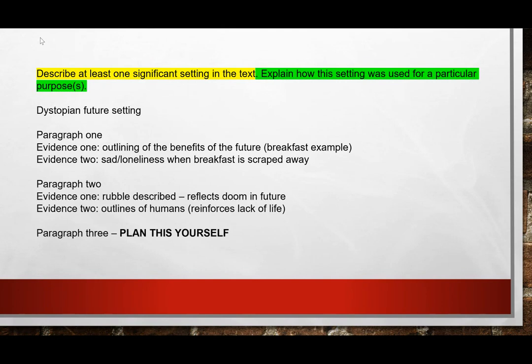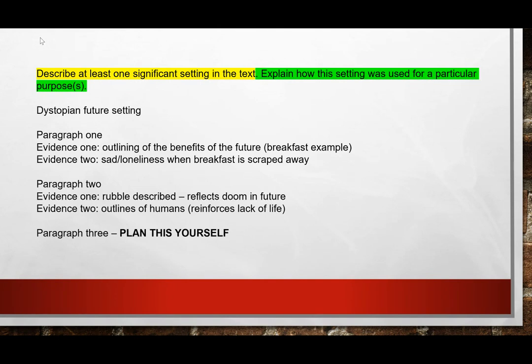So paragraph 1 would focus on the benefits of the future setting shown through the breakfast, and then piece of evidence 2 is when the breakfast is scraped away and how there's a sense of loneliness. So I'm looking there at the fact that the dystopian future shows that there's some promise to the technology, but ultimately the development led to the doom of people and now no one can use it. So it links together quite well.